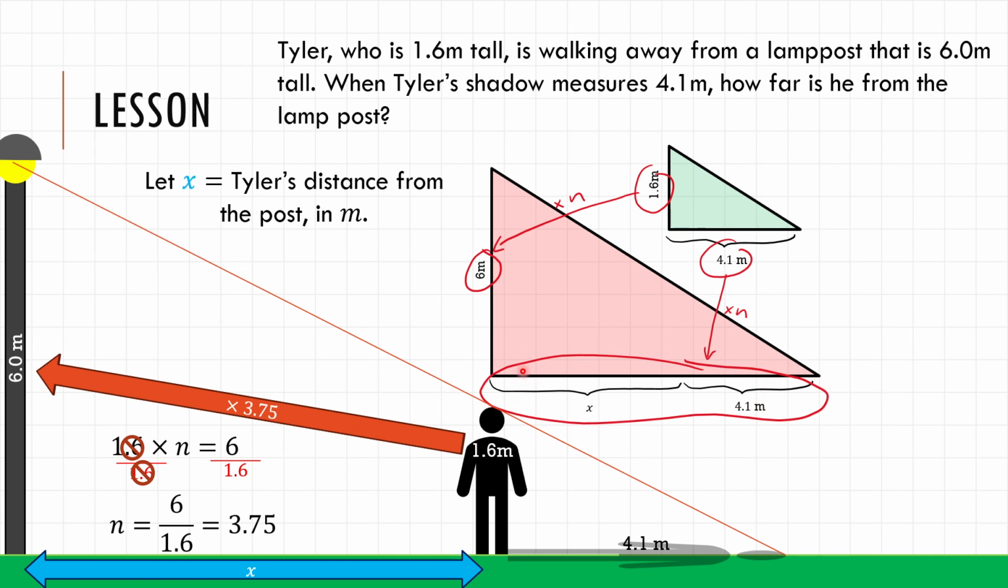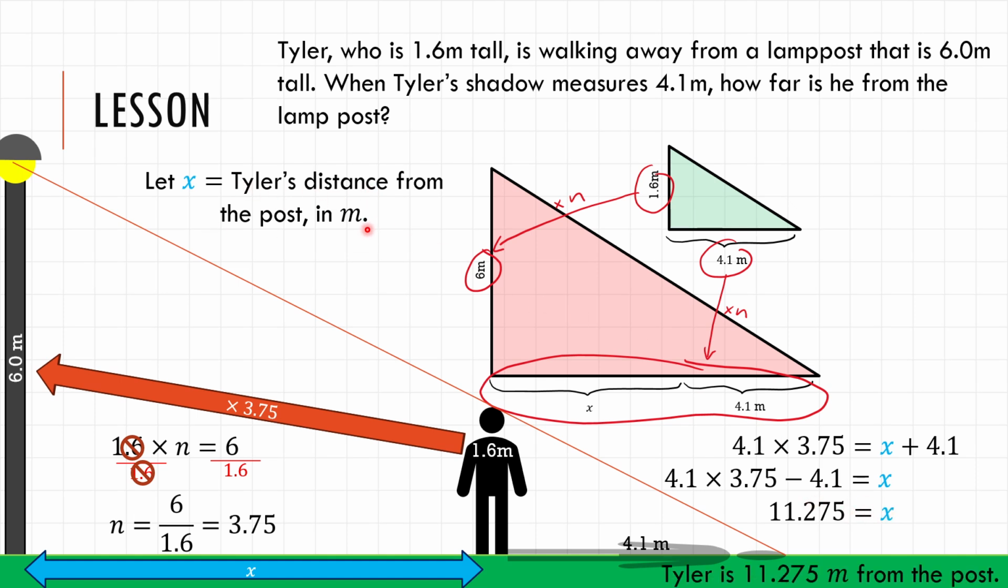But this is not the value of x. Notice that this is x plus 4.1. So if I took 4.1 times 3.75, I get x plus 4.1. But this is pretty easy to solve, right? All we have to do is subtract 4.1 from both sides. And now if I evaluate the left side, I get 11.275 equals x. So 11.275 is Tyler's distance from the post in meters. In a nutshell, Tyler's 11.275 meters from the post.